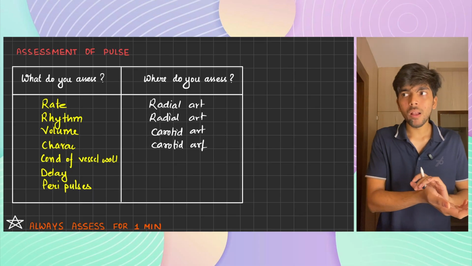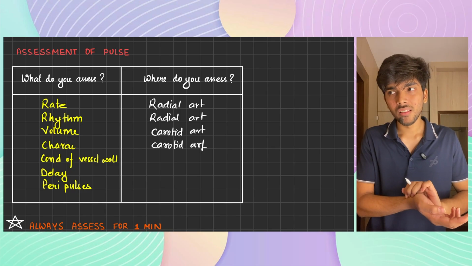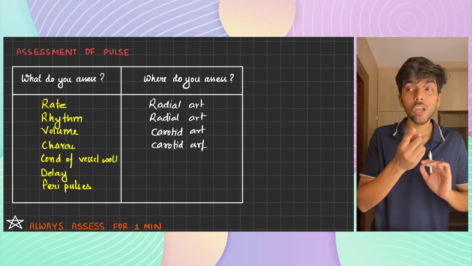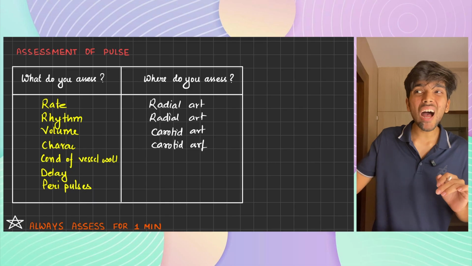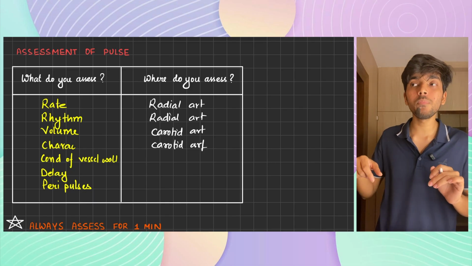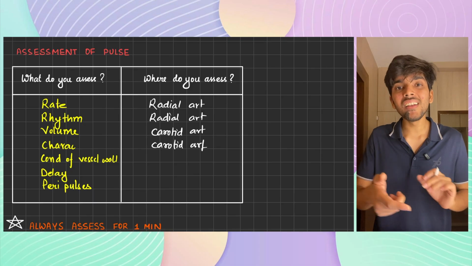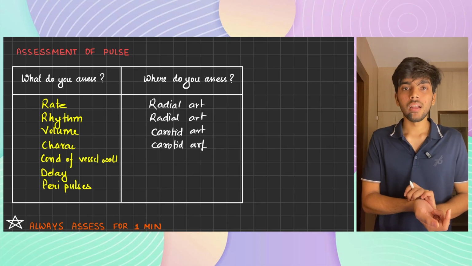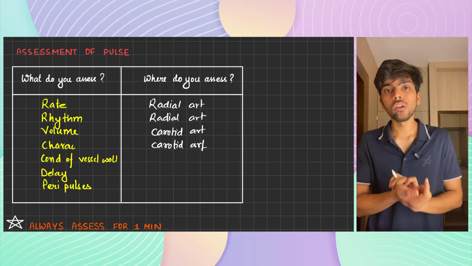Then if you palpate this pulse only for the first 15 seconds, the pulse will come out to be regular. But in fact, the irregularity is present in the last 15 seconds. So you will miss out on the irregular part of the pulse, and you will mistakenly or falsely interpret the pulse to be regular in rhythm. And that's going to be wrong. So you need to assess pulse for 1 whole minute.